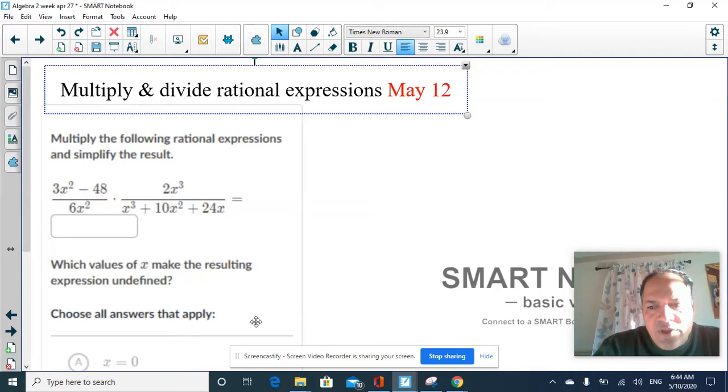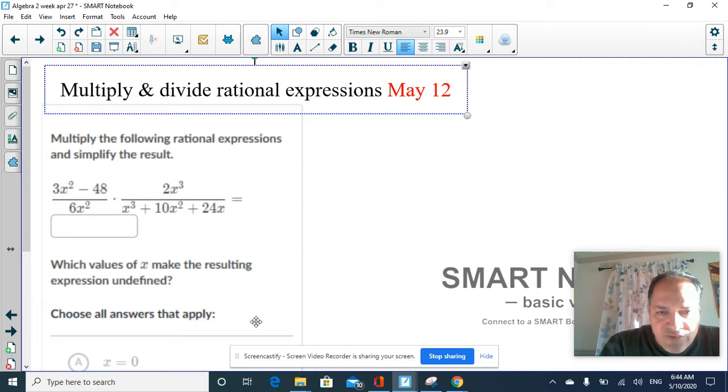Good morning, everyone. Today, May 12, we are going to cover multiplying and dividing rational expressions by using factoring. Yesterday, we learned how to multiply and divide simple rational expressions. Today, we are going to learn how to factor trinomials, factor binomials, and factor by taking out the greatest common factor, simplify your expression, and find the points at which the function is undefined.